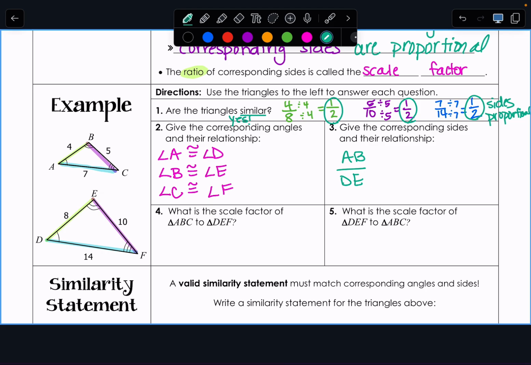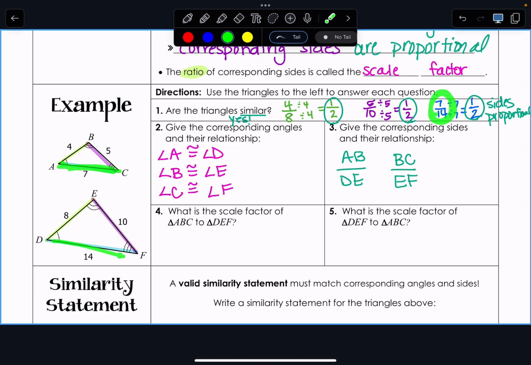Close. Okay. When we set up this fraction right here, 5/10, we took these two sides and we made them a fraction. We said, oh, hey, side BC corresponds with side EF, so we made them a fraction. Okay. Right here, 7/14. Do you have a question? Okay. We took 7 from here and 14 from here. We took AC and we said, hey, that matches with DF, and we made it a fraction.